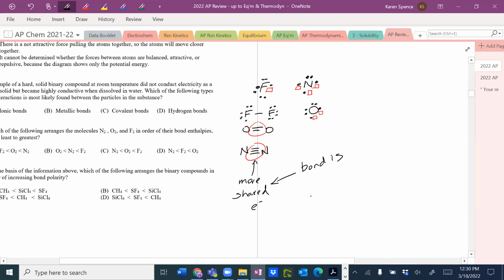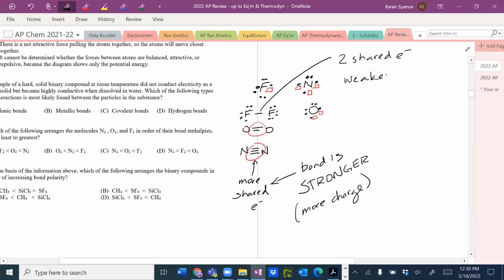Oh, can I go over 28 too? For sure. Yep. The bond is stronger, right? Because we've got more charge. And then with fluorine, we've got the least electrons. So we're going to have the weakest bond because we only have 2 shared electrons. So it is going to be the weakest of the 3 bonds.